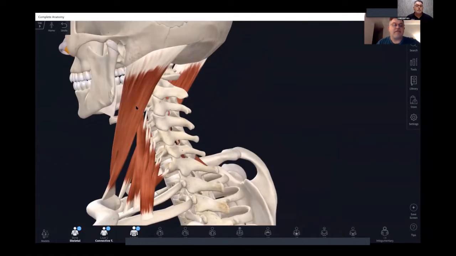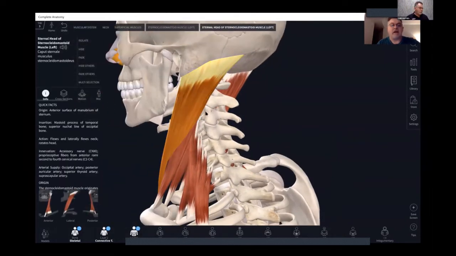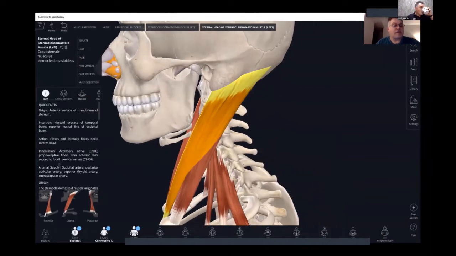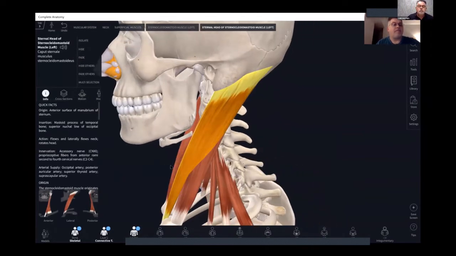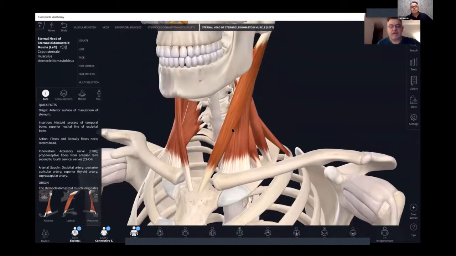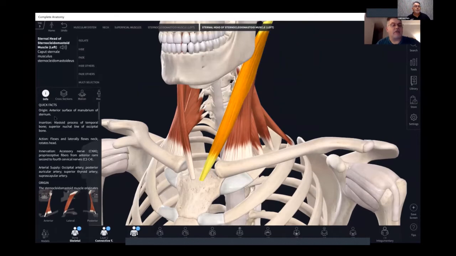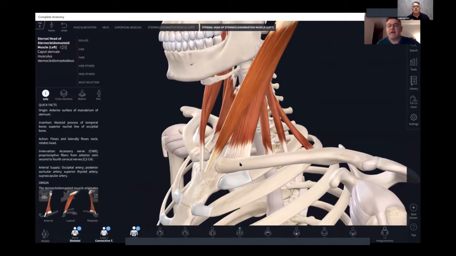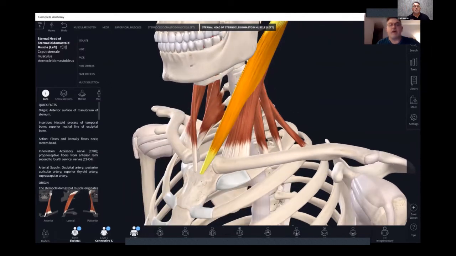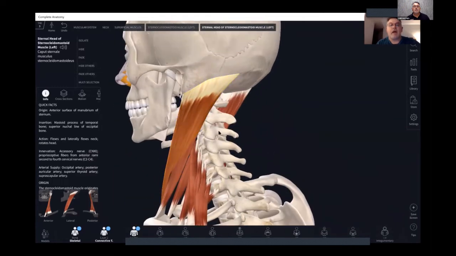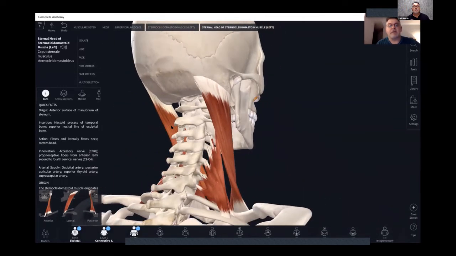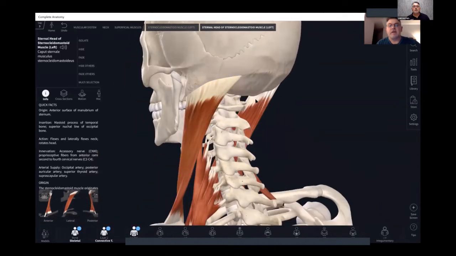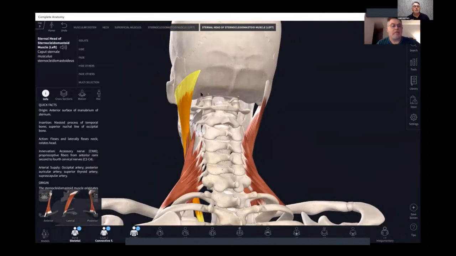So starting with the SCM first, actually, let's talk about the origin first. This is the sternal head, and so obviously the sternal head origin is the anterior surface of the manubrium of the sternum. For the clavicular head, it's about the middle third of the clavicle itself. It inserts into the mastoid process of the temporal bone. It actually has a fairly large footprint as you look around there, from the mastoid process on further into the superior nuchal line.